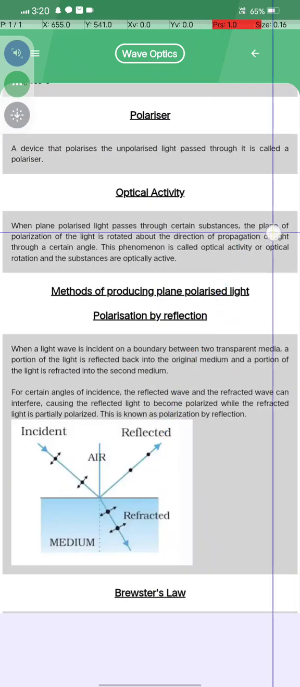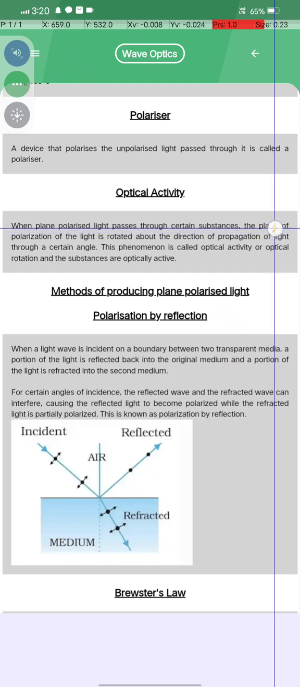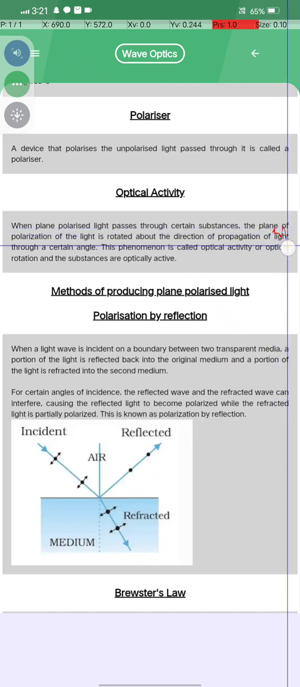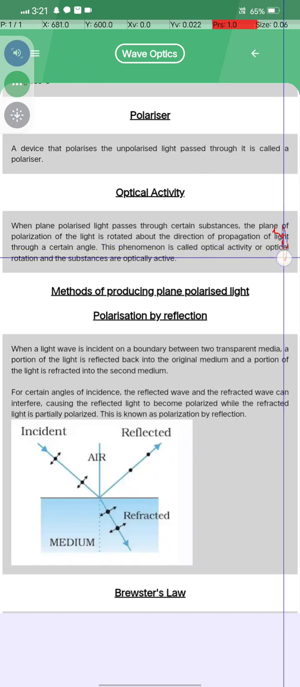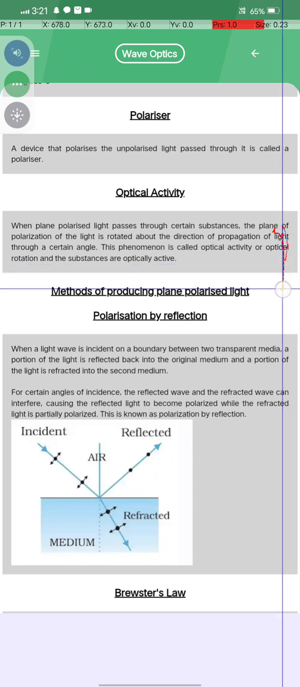Optical activity: when plane polarized light passes through a certain substance, the plane of polarization of the light is rotated about the direction of propagation of light through a certain angle. The phenomenon is called optical activity or optical rotation, and the substances are optically active. Methods of producing plane polarized light.